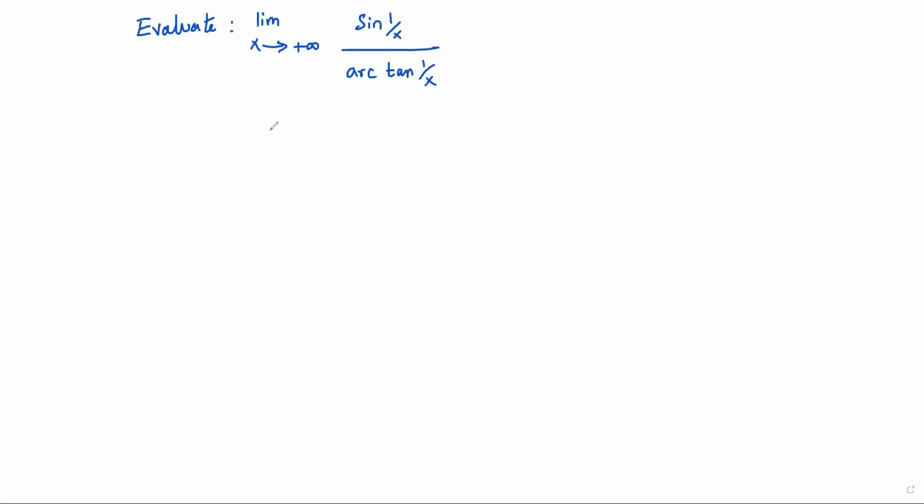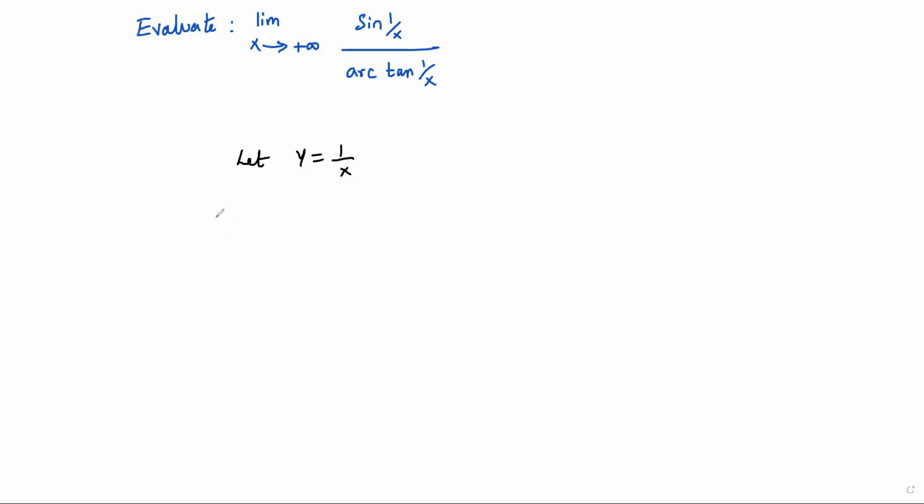So I'm going to assign a new variable y for this 1 over x. So let y equal 1 over x. Actually, we have the given limit in the variable x, but I'm changing it to the new variable y. In a limit problem, whenever I change the original variable to some other new variable, I have to change the limit also to the new variable.